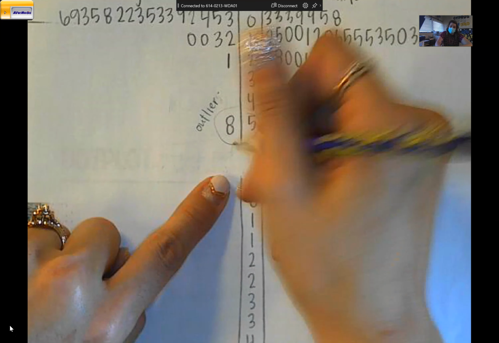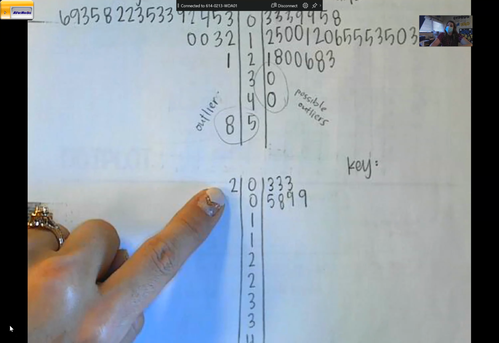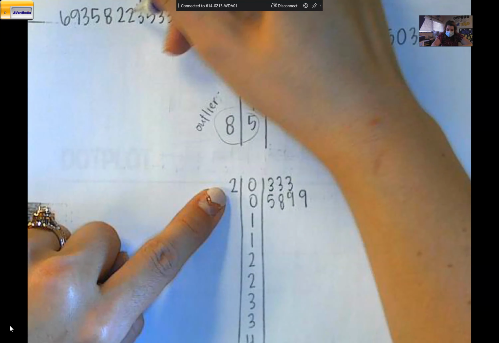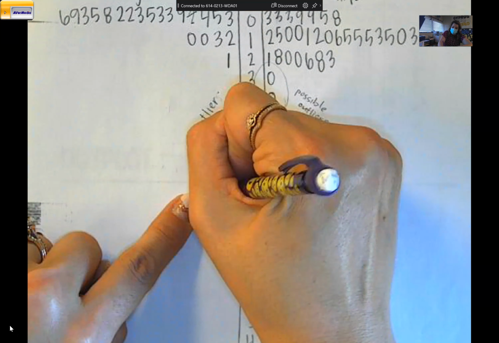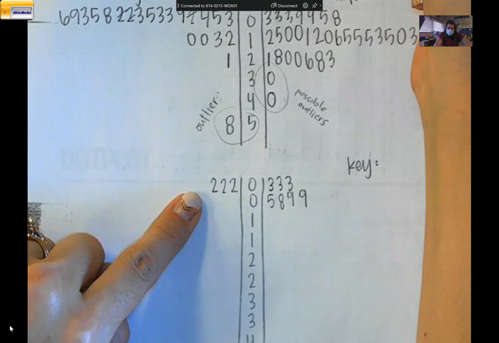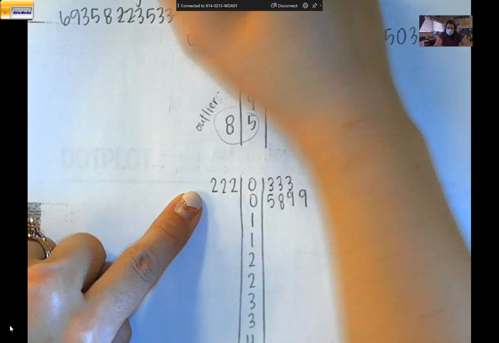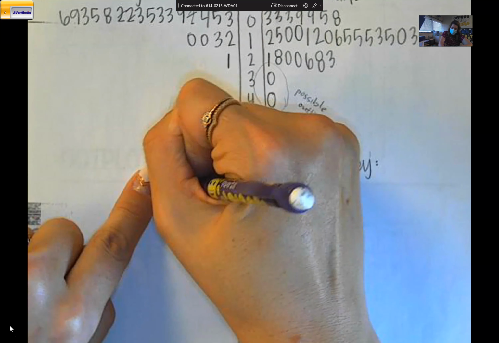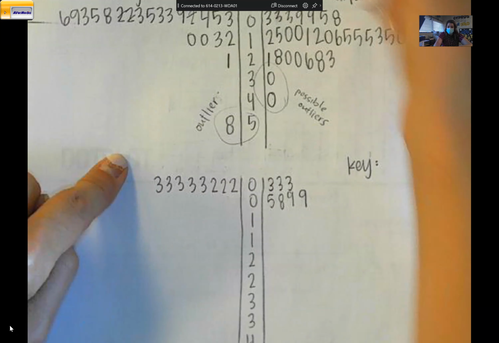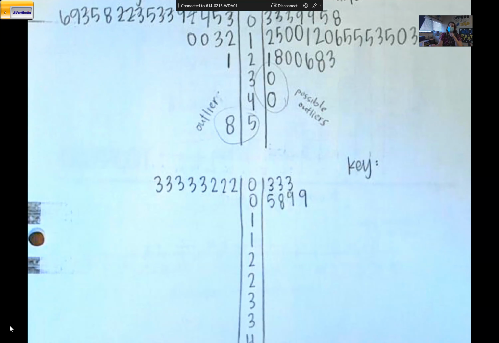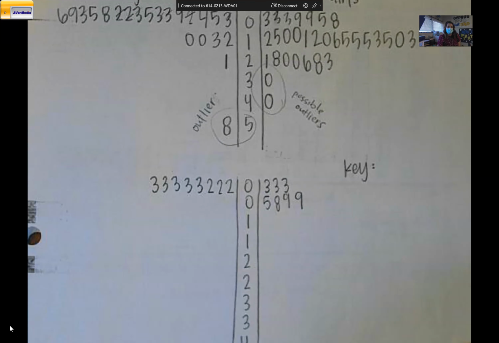On the boys, you start from least to greatest. So your first leaf would be 2. Actually, you have 1, 2, 3 2s, so it would be 2, 2, 2. And then you have 1, 2, 3, 4, 5 3s. It's really hard to keep those straight. Do you guys understand what's happening here on your split stem?